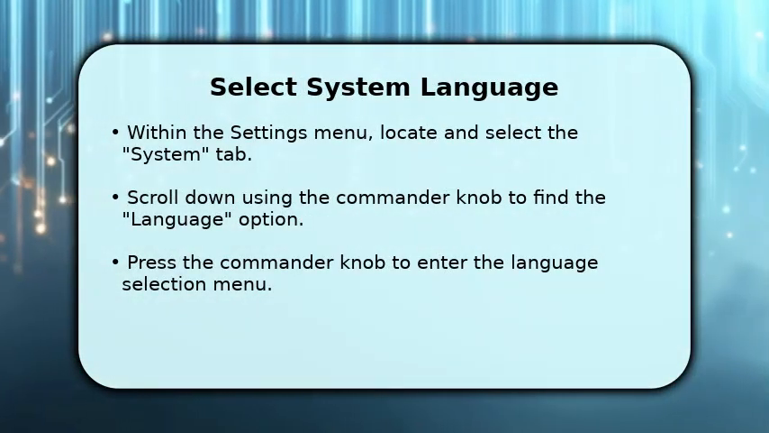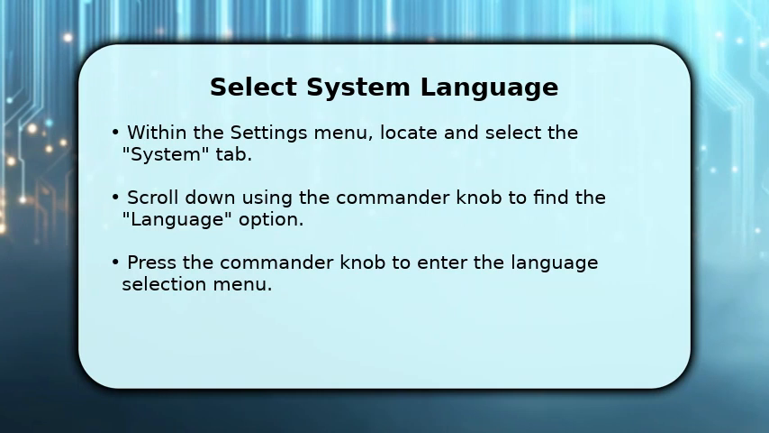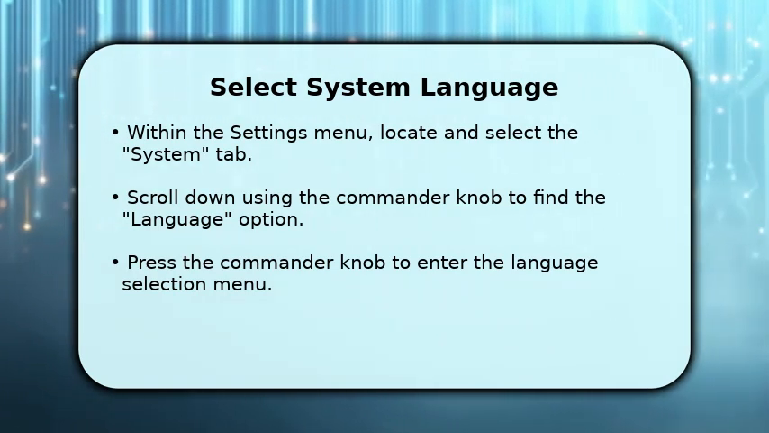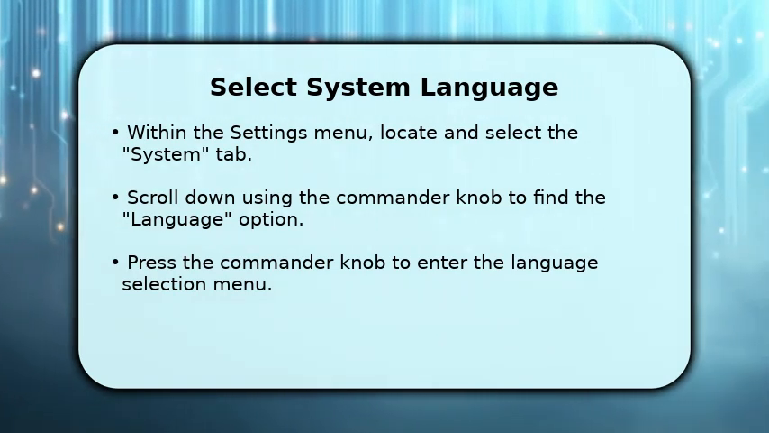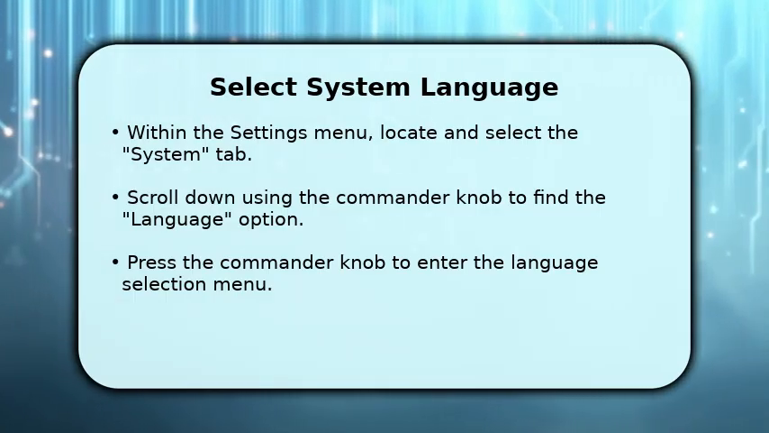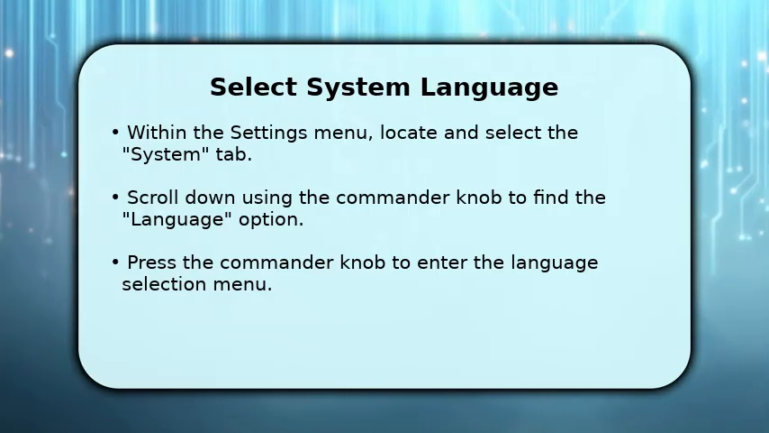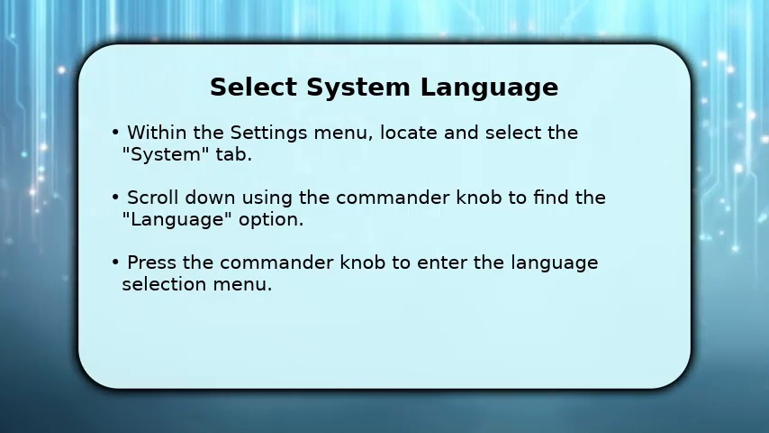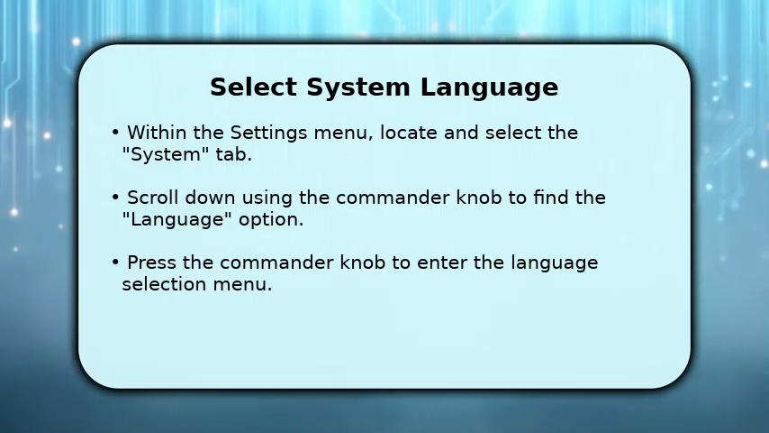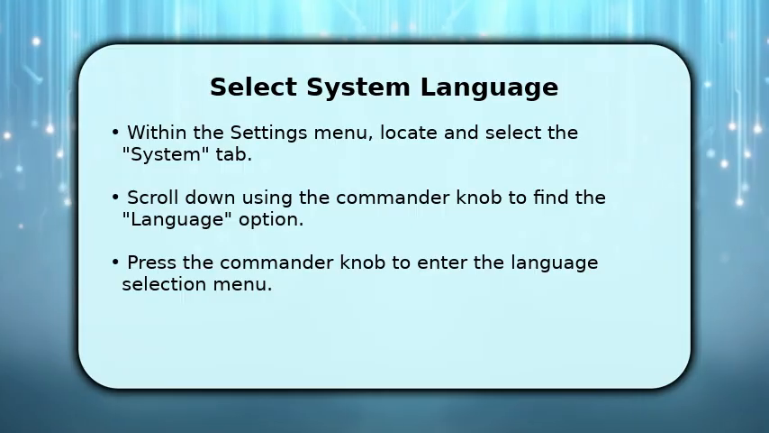Once you are in the Settings menu, you will see several tabs. Use the Commander knob to nudge to the right until you highlight the System tab, then press the knob to select it. Inside the System menu, continue turning the Commander knob to scroll down through the various options. Look for the language setting, which will allow you to modify the display language for your Mazda CX-3 infotainment system.